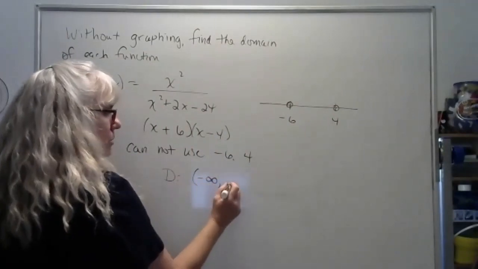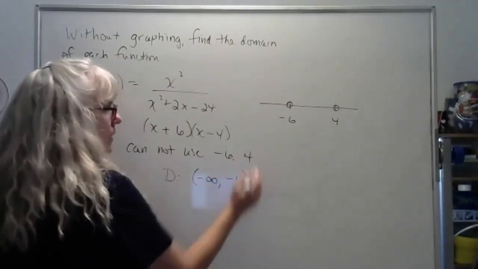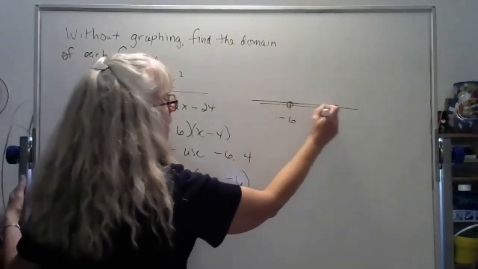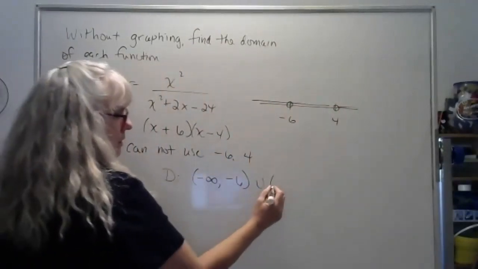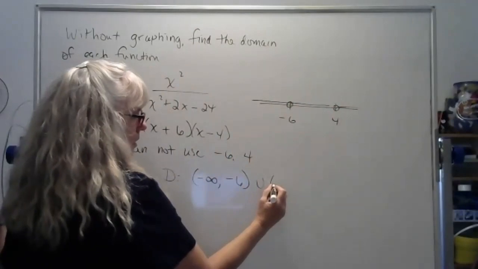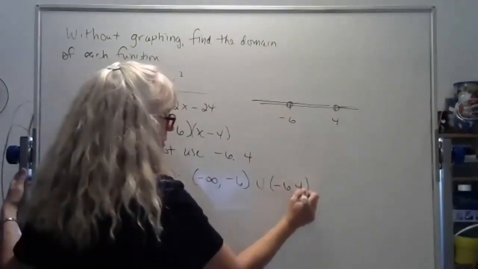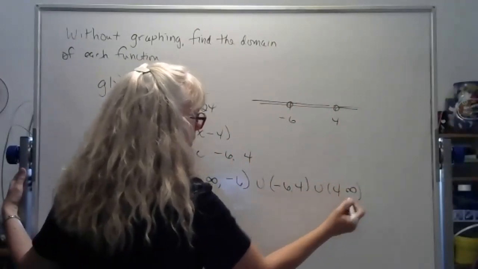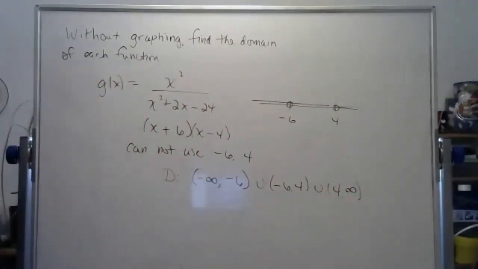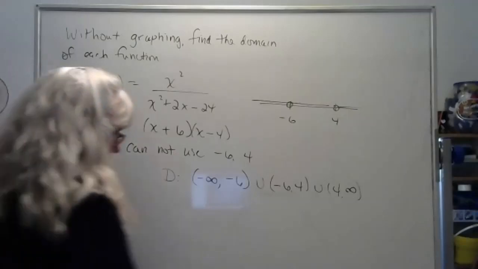Negative infinity to negative 6. Yep, you can use all of that. And then we'll go from negative 6 to 4. And then from 4 to infinity. Yep, that's exactly it. And those are the ugly domains that we have to do. So good, those are the rational functions. And again, it's what numbers you cannot use in the denominator, the numbers you have to exclude from the domain.